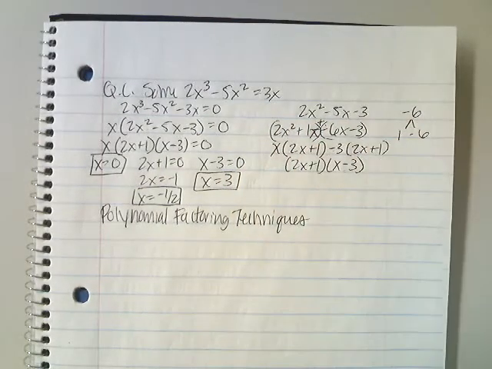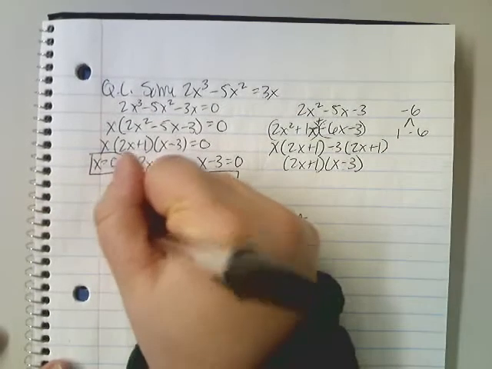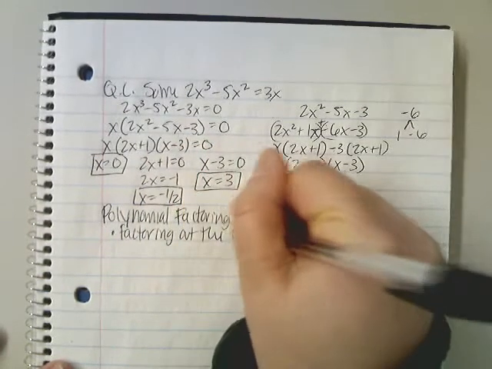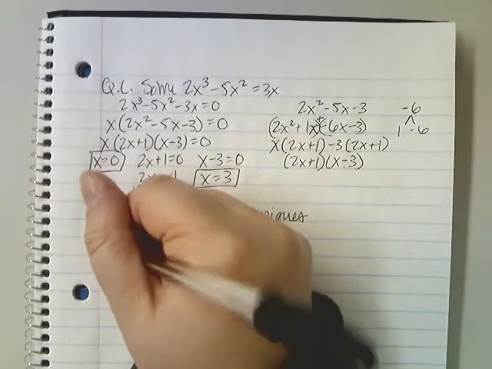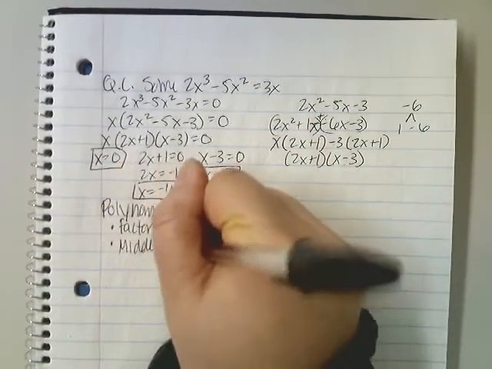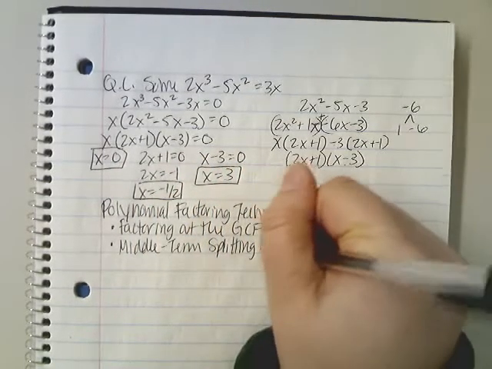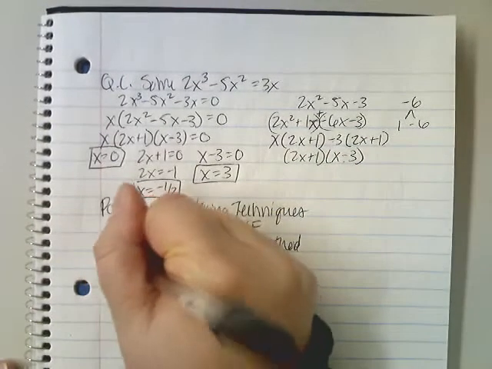So just to list some of the ones we've spent more time on: we've factored out the GCF, so we've done that quite a bit. We factored quadratic trinomials with the middle term splitting method. We've done perfect square trinomials.